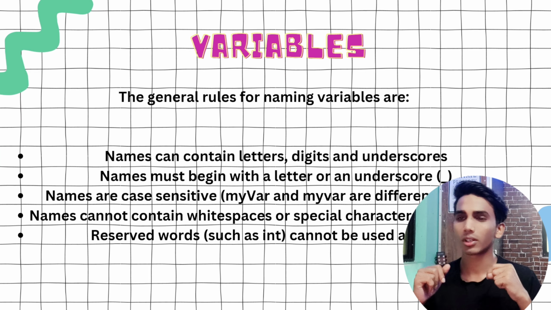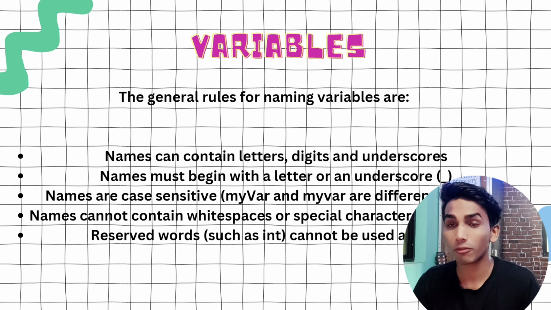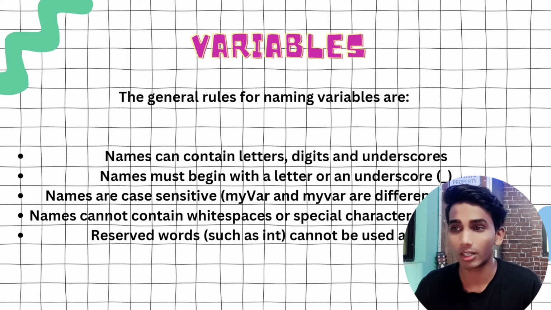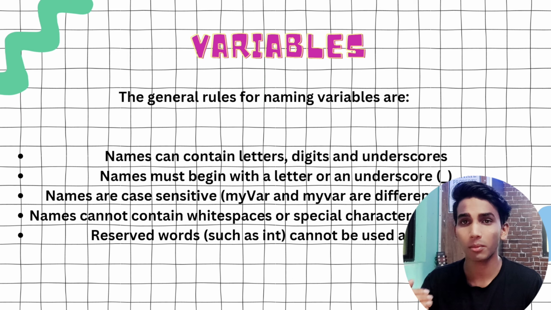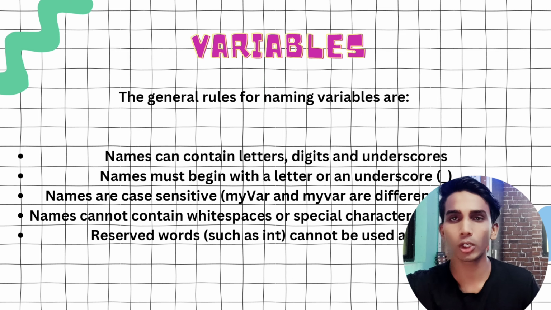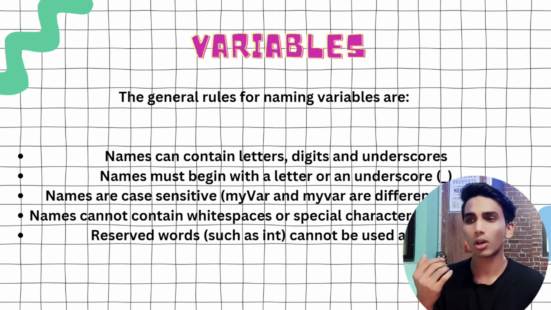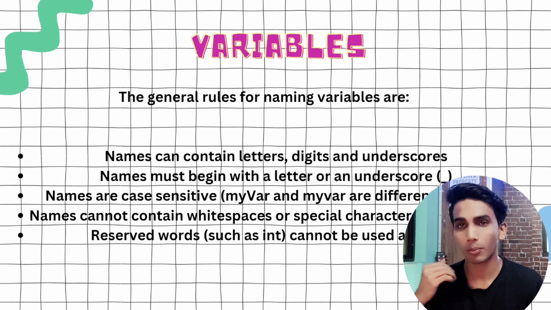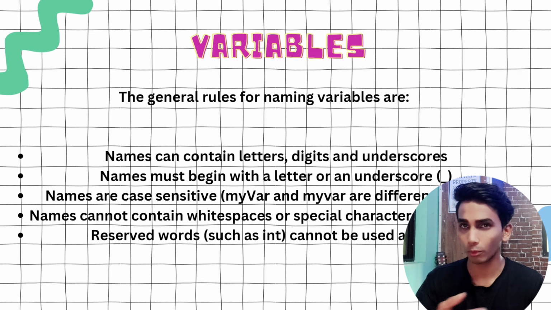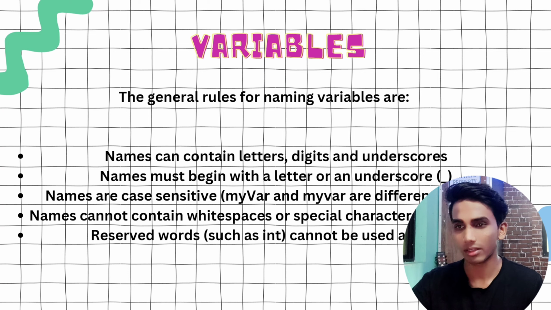So next, coming to the general rules of naming variables. It's very important for us to understand how to name a variable. We can't give just anything as a name. There are certain rules in the C language, or any programming language, for how to name a variable in that particular language. So let's understand these rules.